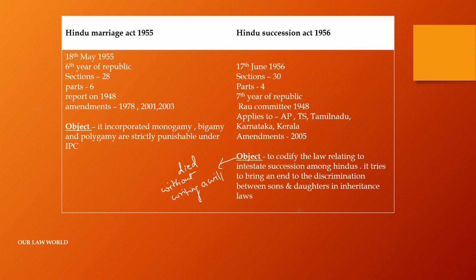The object of the Hindu Succession Act is to codify the law relating to intestate succession and divide property among the Hindus. That means if a person dies without writing a will, it is called intestate succession, and the property is divided among the family members in terms of the Hindu Succession Act.